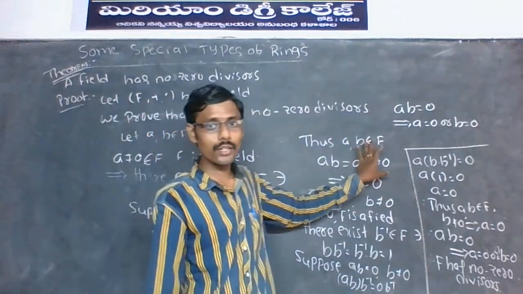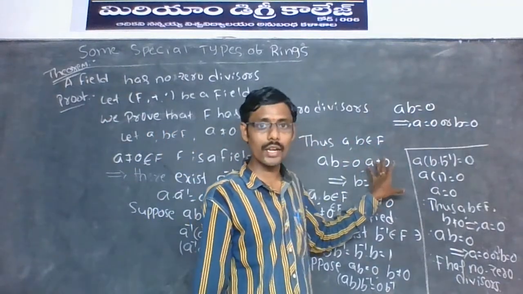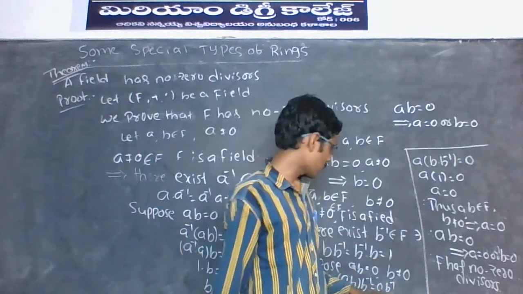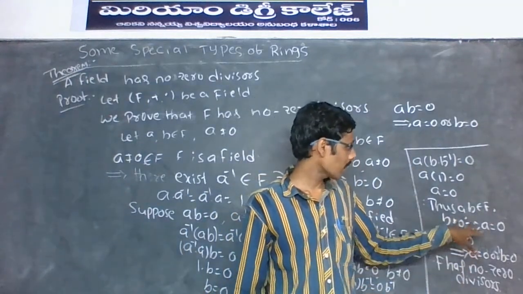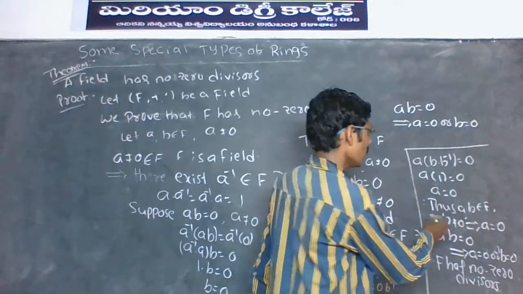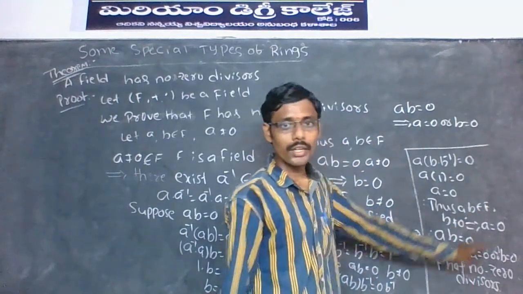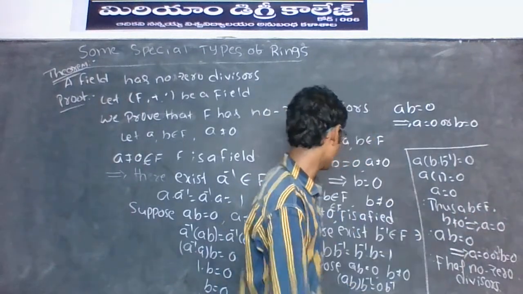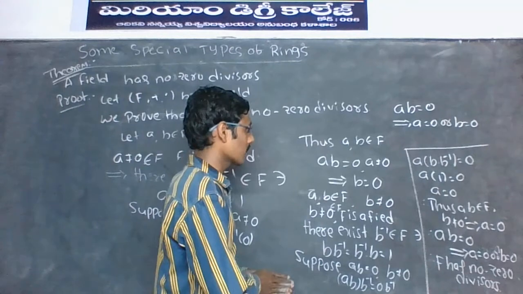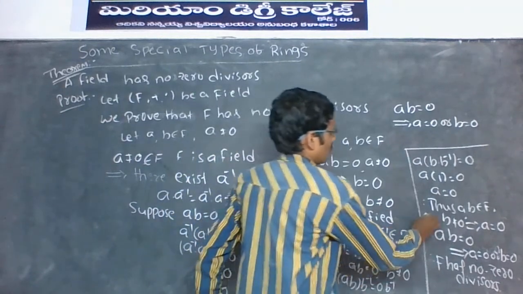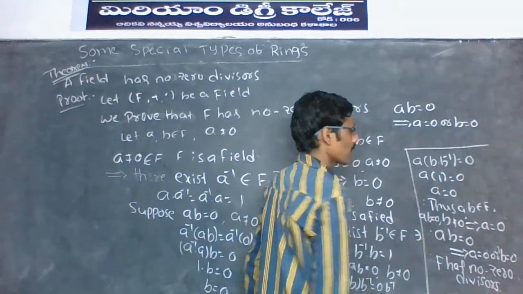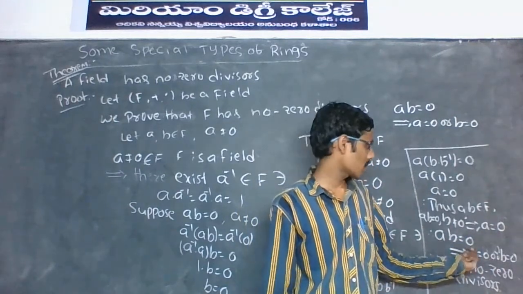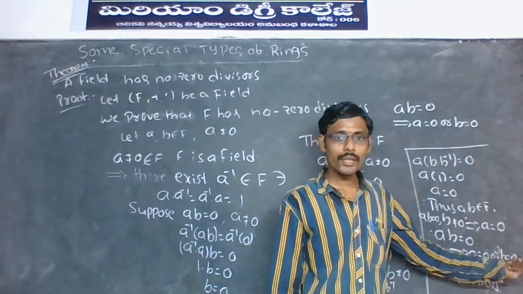Thus, A, B belongs to F, AB is equal to 0, A not equal to 0 implies B is equal to 0. Similarly, we prove that AB is equal to 0, B not equal to 0 implies A is equal to 0. Therefore, AB is equal to 0 implies A is equal to 0 or B is equal to 0.